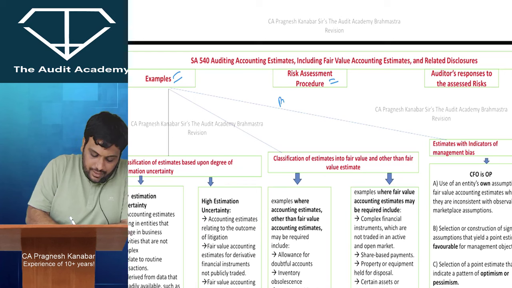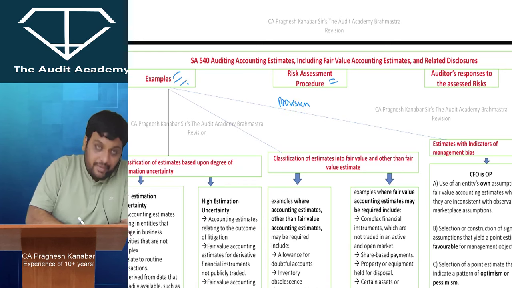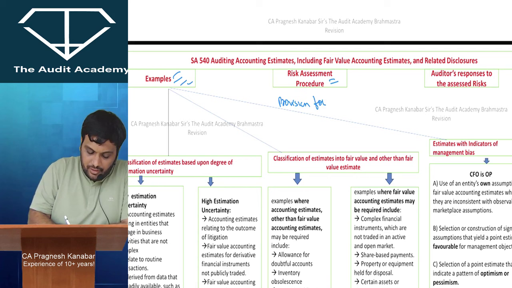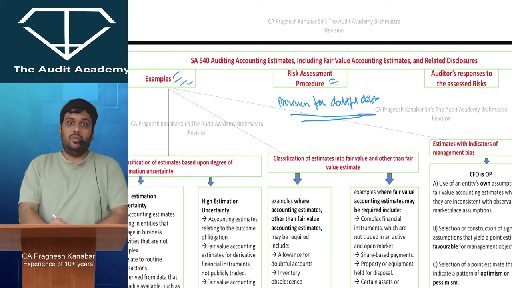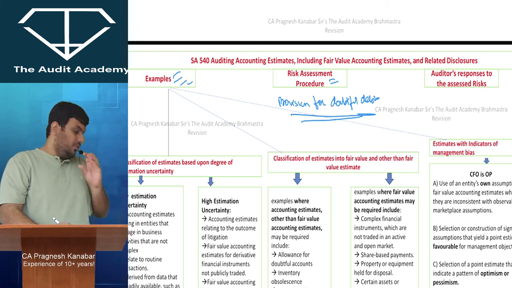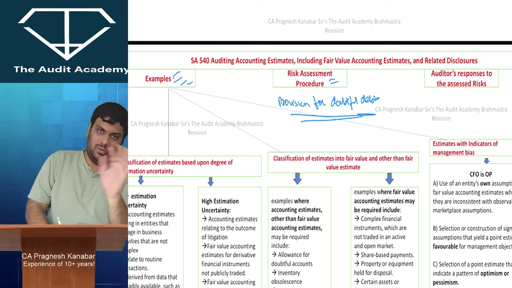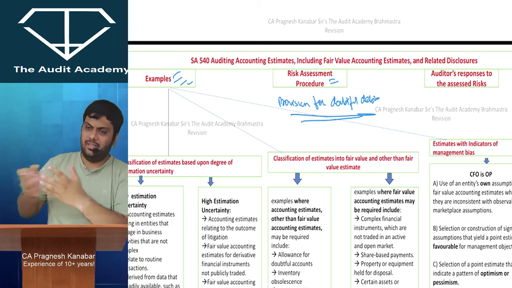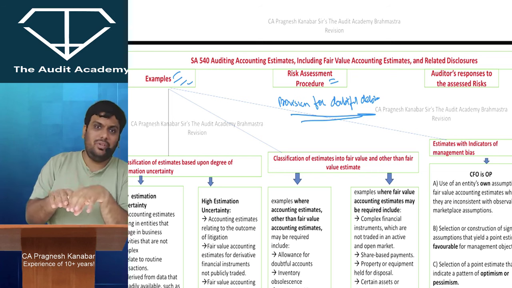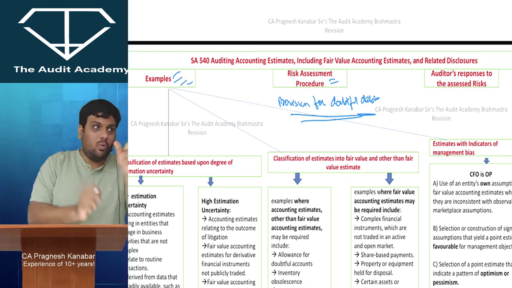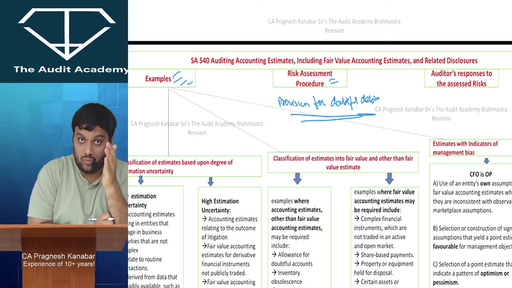When I say provision for doubtful debts, first I am explaining the example. Provision for doubtful debts, trade receivables provisioning and so on. In order to make this provision, do you really need to find out some kind of market value of some item? No. You need to know, based upon past experience and aging analysis, what will be the provision. You don't have to go somewhere and calculate some kind of market value.